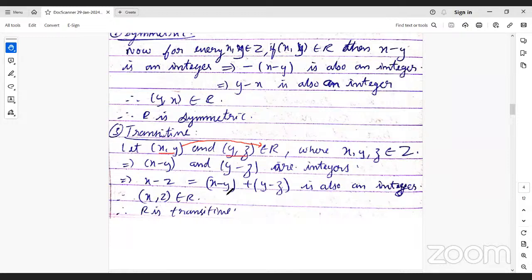So see, this is an integer, this is also an integer, and the sum of two integers will also be an integer. The sum of this is nothing but x minus z, and this x minus z, or x comma z, belongs to R. Therefore R is transitive. So we consider two ordered pairs, and we show that the sum of the differences of these two ordered pairs is also an integer. So therefore R is transitive.